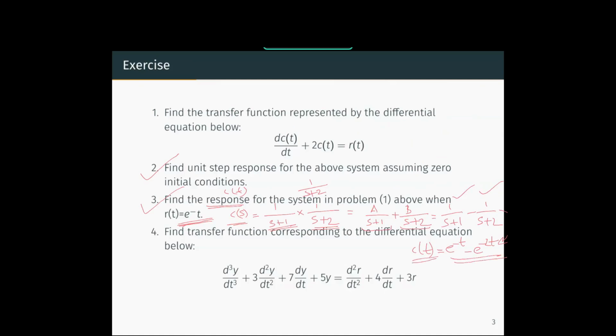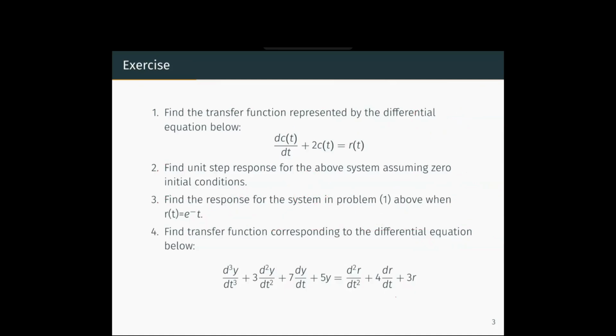So this is the time domain representation of the response for an input of e raised to minus t for the system 1 by (s plus 2). So 1 by (s plus 2) is the system, R(s) is our input and C(s) is the output. Suppose you are giving r(t) as e raised to minus t, convert it into the frequency domain, and then multiply it with our transfer function to get C(s). Then you will find the inverse Laplace c(t).